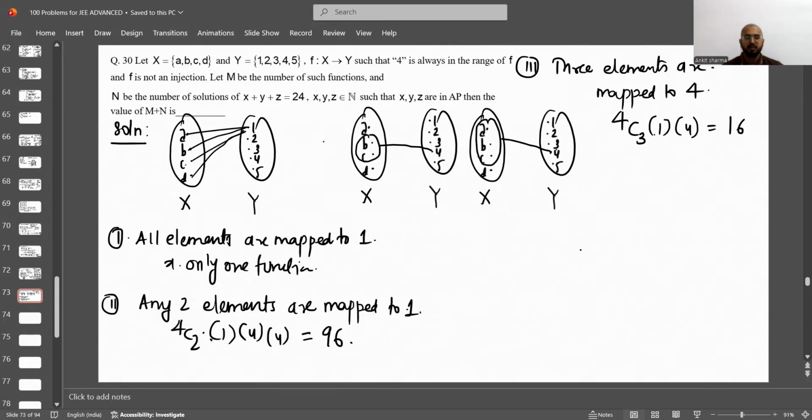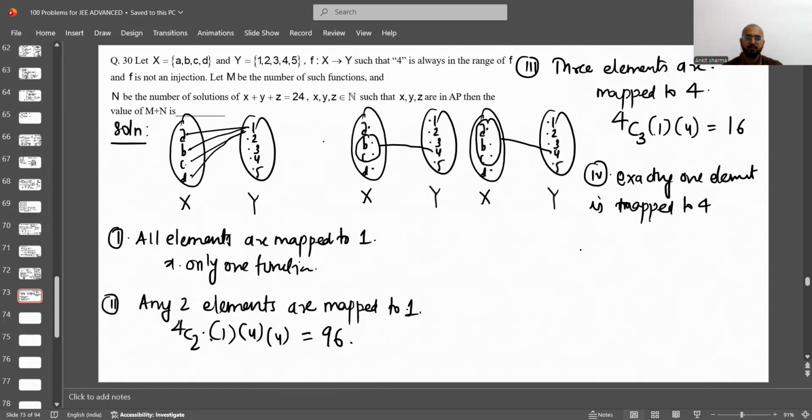Now, let's go ahead. Now take the fourth case, because we have not counted the entire function. There can still be one more kind of function, where exactly one element is mapped to 4.